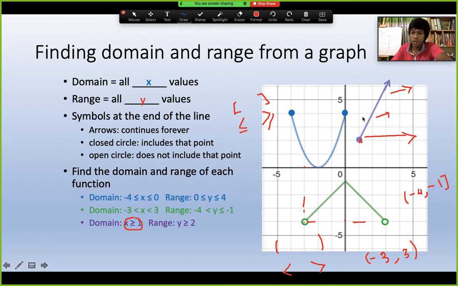And for range, as you can see, the graph is actually going somewhat up in this direction also. So you see, the graph started at 2 in the y direction. Graph started at 2 and going to the infinity. That's why y is greater or equals to 2. Yeah. So this is how we can identify the domain and range from the graph.